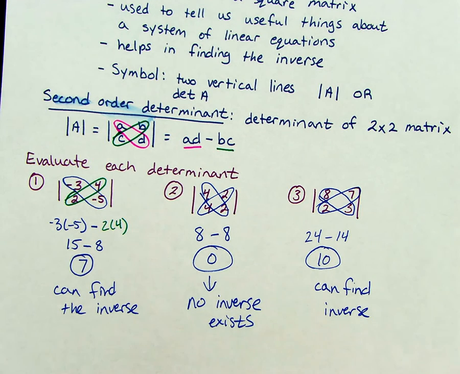Or if we do find a number, then we can find the inverse, and it's going to have a single solution answer. And we're going to talk about inverses in the next section.